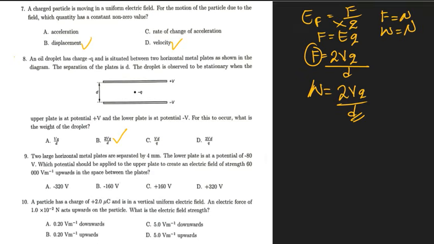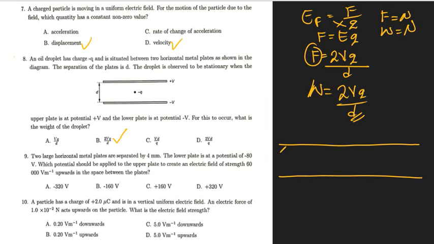Okay, so we have a question that says two large metal plates are separated. Let's use the same concept. We've got this metal plate and another metal plate. They are being separated by a distance of 4 millimeters, which is 0.004 meters.